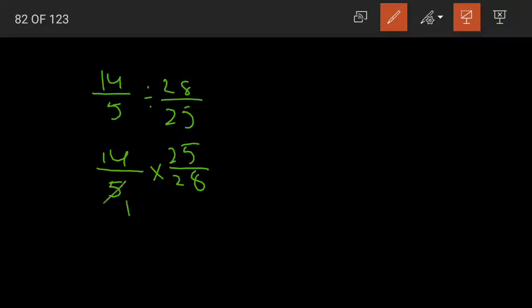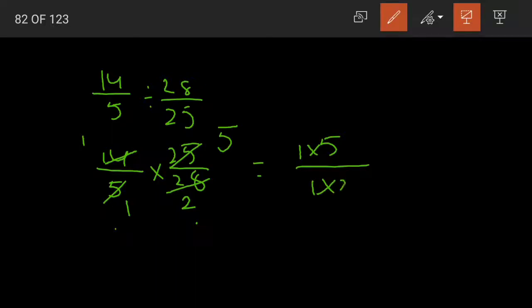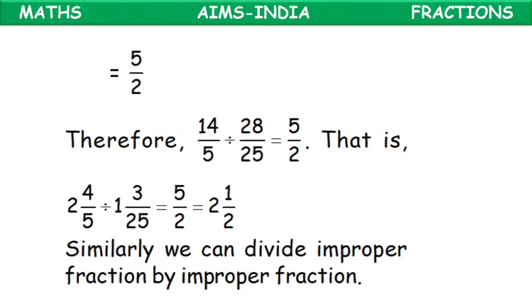Yes children, here we have 5 ones are 5, 5 5s are 25, and then what do we have here? Yes, we have 14 ones are 14, 14 twos are 28. Now what are we left with in the numerator? 1 into 5. What are we left with in the denominator? 1 into 2. That is nothing but 5 by 2 is our final answer. Therefore, 2 4 by 5 divided by 1 3 by 25 is equal to 5 by 2.